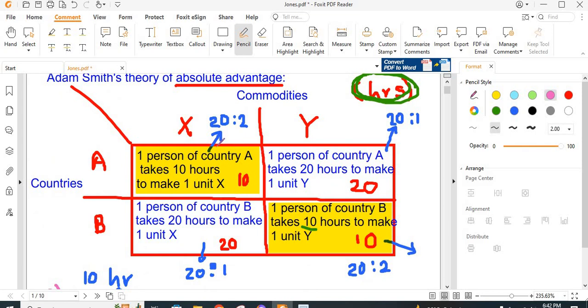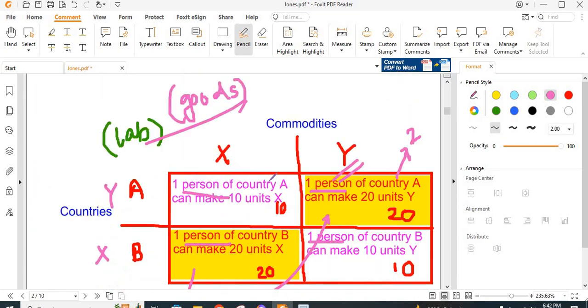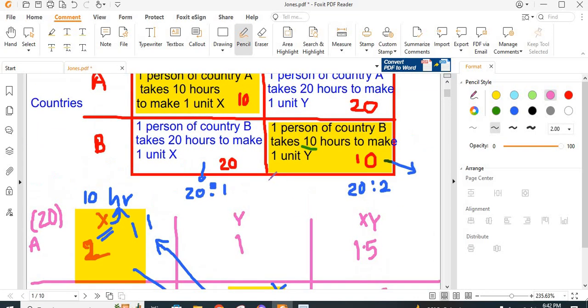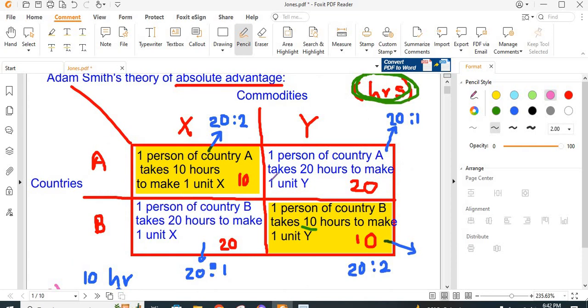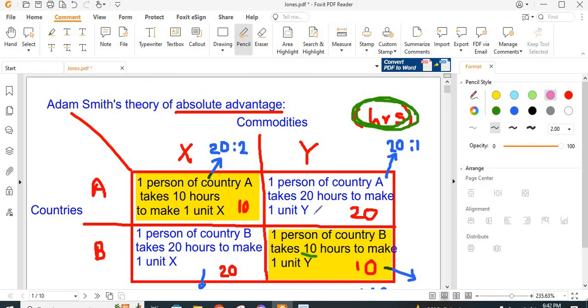off producing only that good and selling part of it to the other, and then that way both the countries will be better off. So the meaning remains the same. They both represent absolute advantage and they both produce the same essential meaning. The results are different, but the meaning remains the same. So that is how you can understand the concept of absolute advantage.